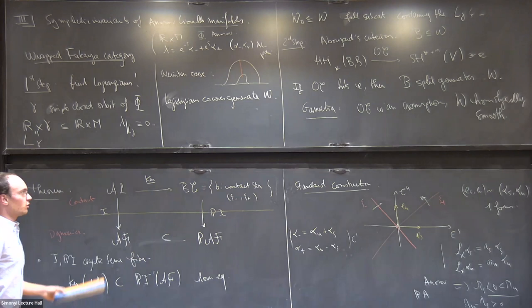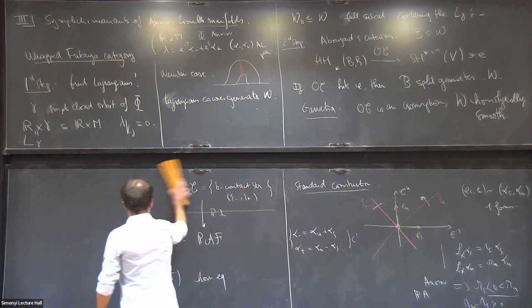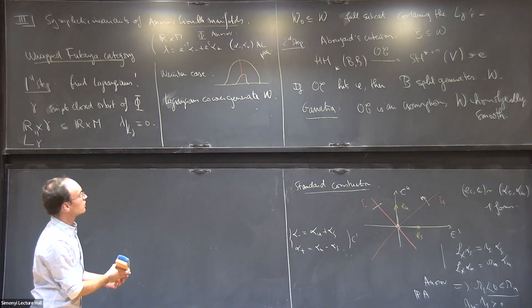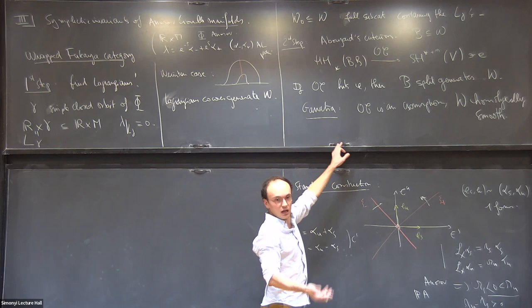What is that word, then? Sorry? The Ganatra sense. So if Abouzaid's criterion is satisfied, then the open-closed map is an isomorphism. Okay. And moreover, the wrapped Fukaya category is homologically smooth.